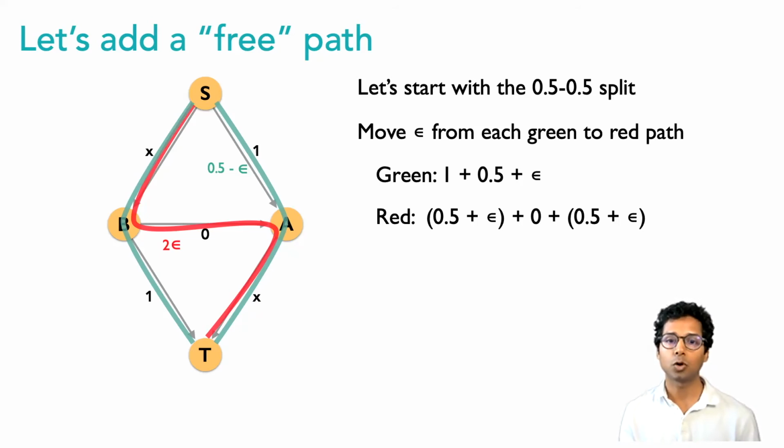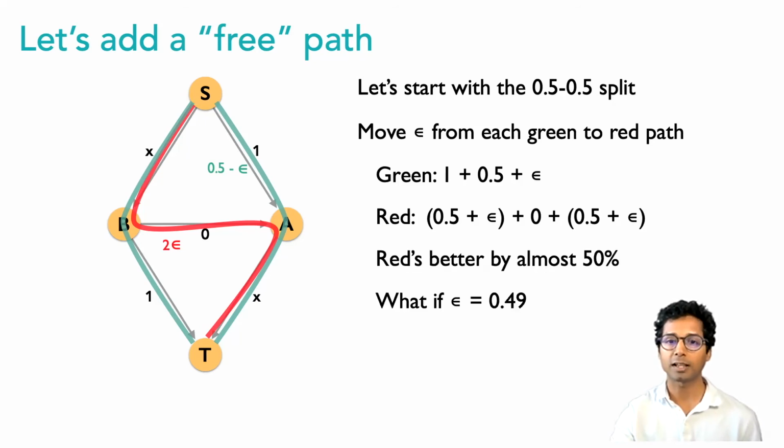Now, if epsilon is small, green will be roughly 1.5 and red will be 1 unit. So the red path is better by 0.5 units in terms of latency for a small epsilon. But even as you keep increasing epsilon, let's say you make it 0.49 or even 0.499 and so on, as you tend towards 0.5, the red path is always lower latency than the green path.